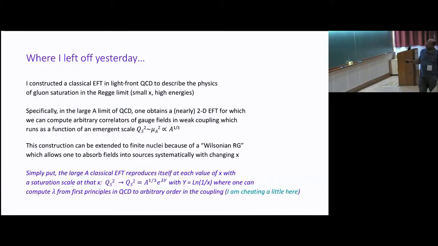Specifically, in the large A limit of QCD, one obtains a nearly 2D EFT, for which we can compute arbitrary correlators of gauge fields in weak coupling, which runs as a function of an emergent scale that goes as A to the 1/3. When you go to very large A, the scale becomes very large, and hence, because of asymptotic freedom, the coupling is weak.